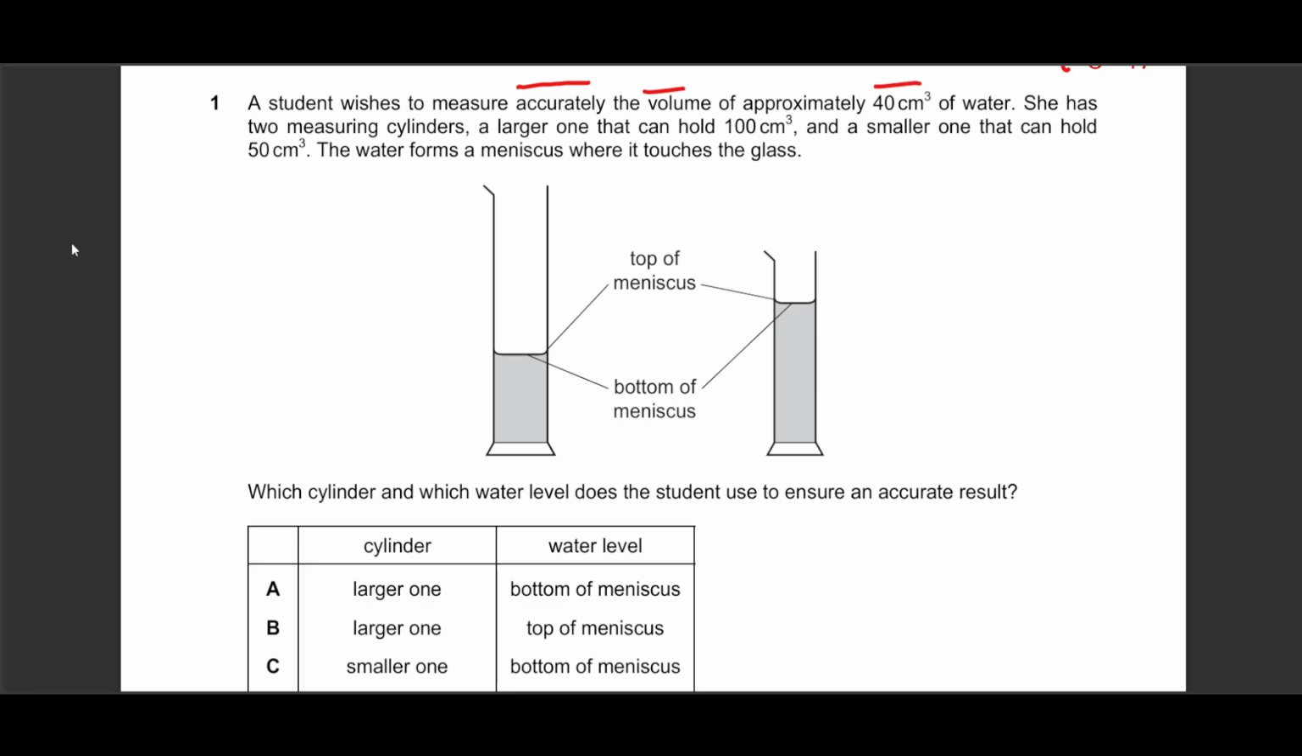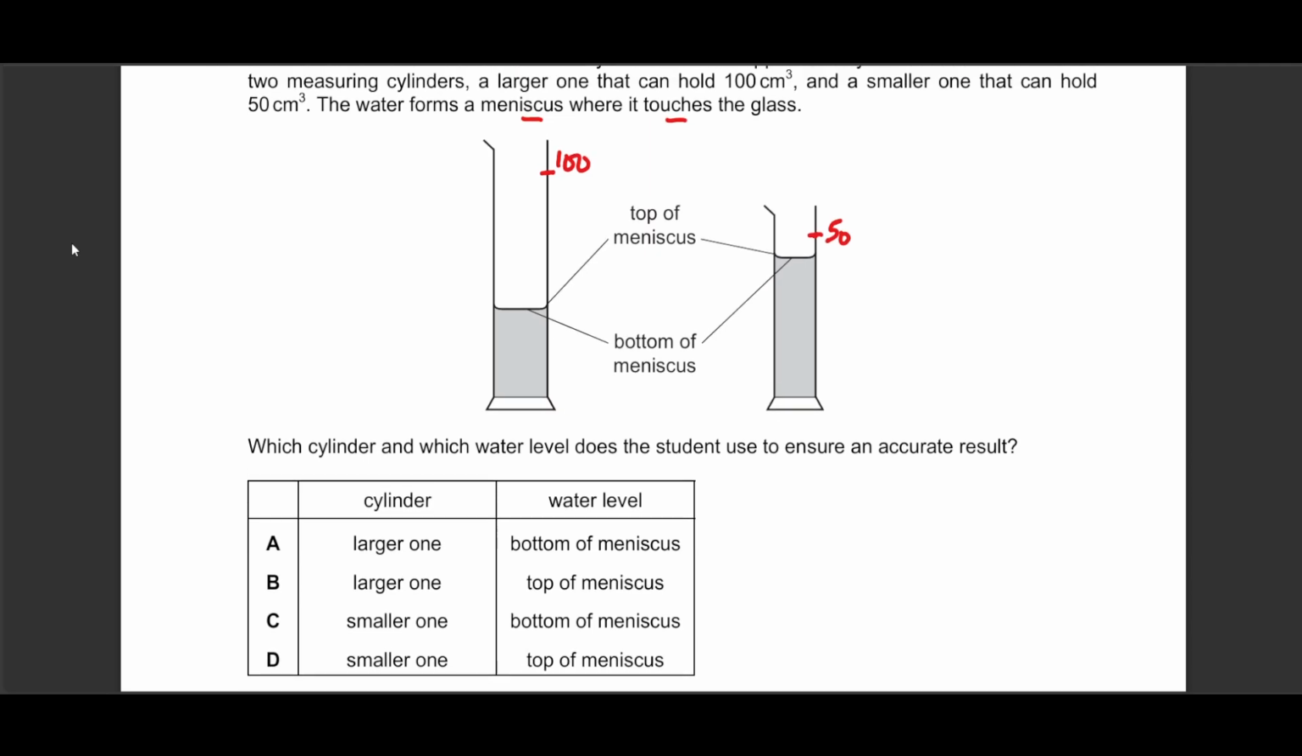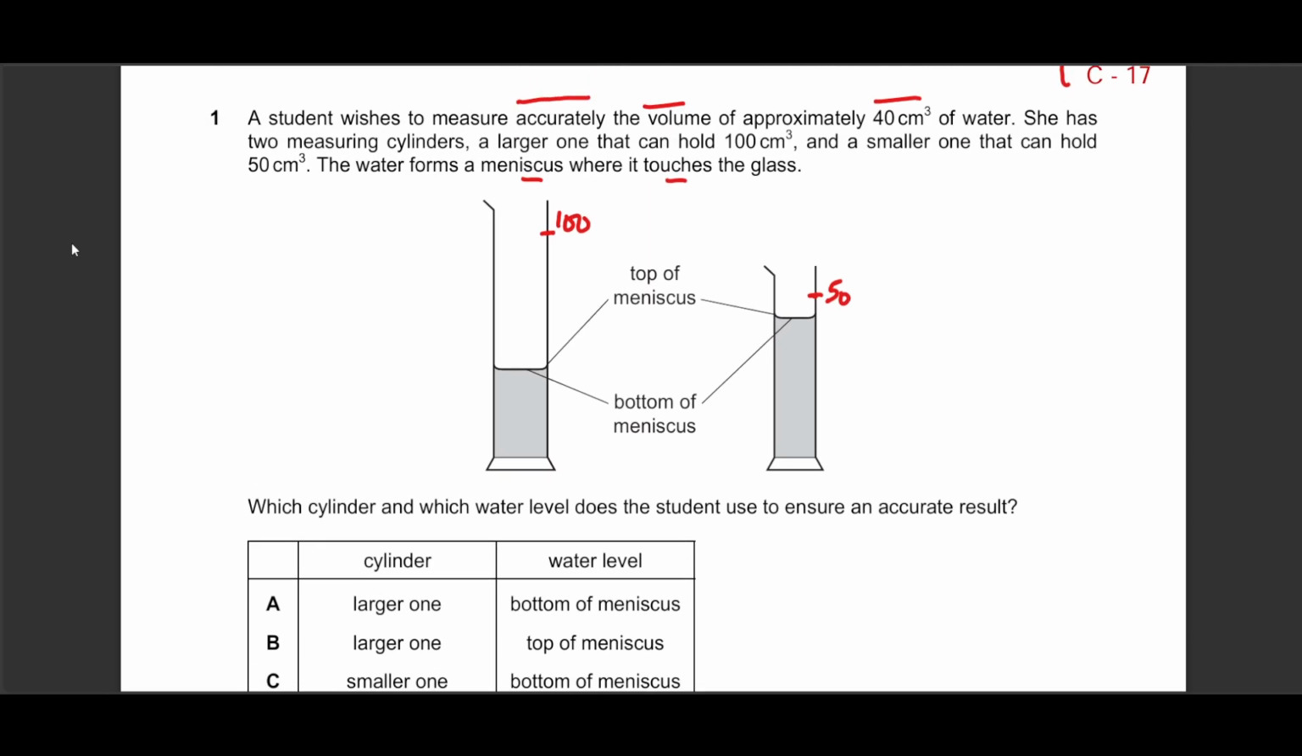He says we have two measuring cylinders. This one goes up to 100. This one goes up to 50. And he says a meniscus where it touches the glass. Now, if it is water, which is colorless, and if it's a colorless liquid, we go for the lower meniscus, or the bottom of the meniscus, because we can see it.